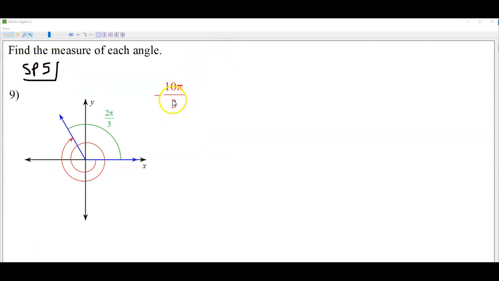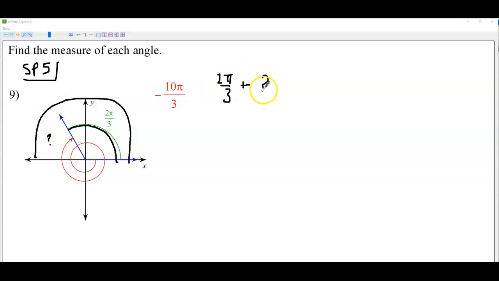All right, so your final answer should have been negative 10 pi over 3. So how is that the case? You may have noticed that on yours you do need to find that missing piece once again. We know that from here to here is 2 pi over 3, and we know that the whole half of this right here is pi. So I know that 2 pi over 3 plus that missing piece should add up to a half circle, which is pi.